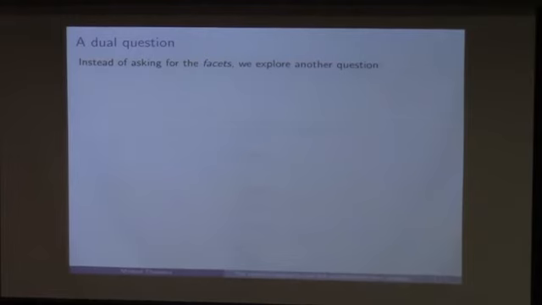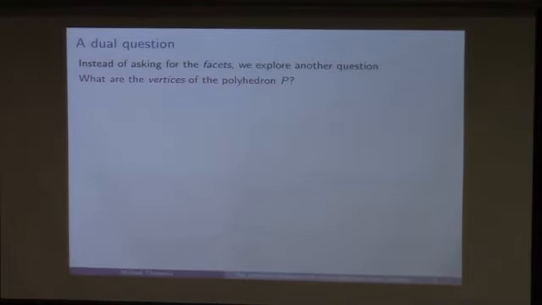The dual question, instead of asking for the facets of the polytope P, is what are its vertices? That's a very natural question to ask about any polyhedron. And as far as I know, this question is completely open. I asked the experts, they said, we don't know. Can one in any sense give a complete list? Is there a recursive formula? Is there a completely explicit formula?